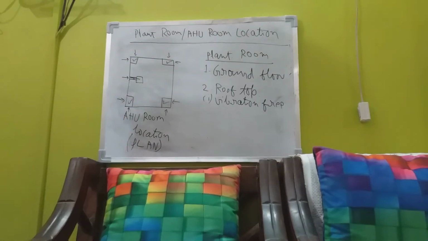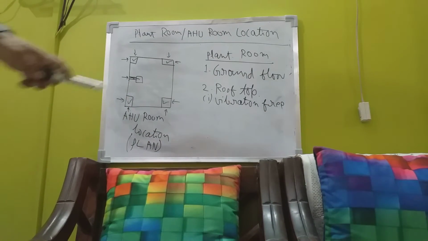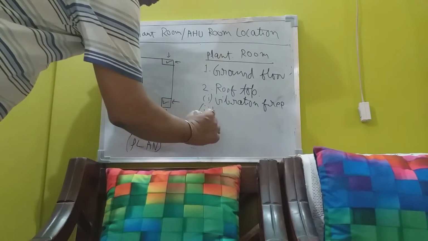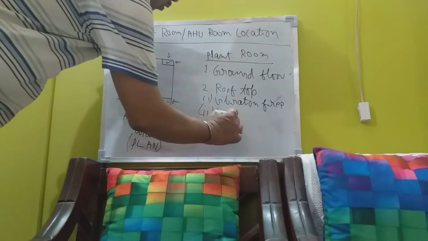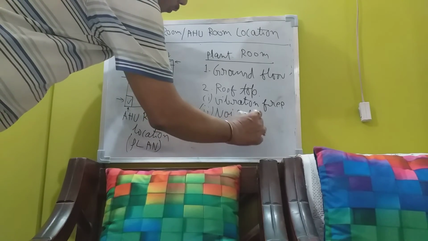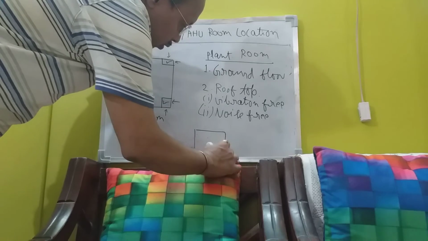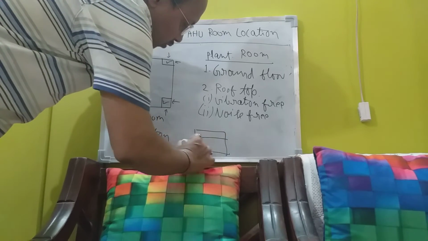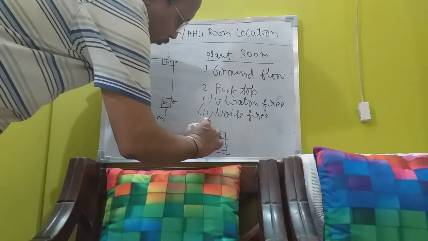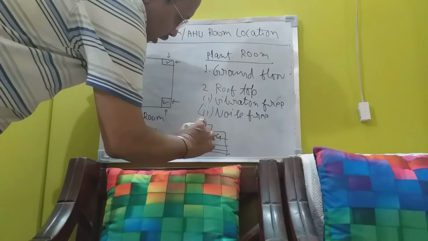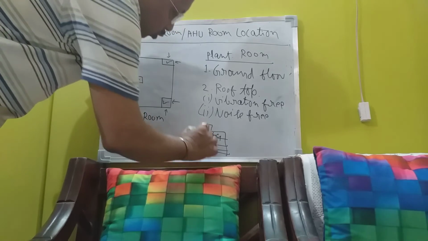This is a very important phenomenon, remember. Number one, it should be vibration free. Number two, it should be noise free. Here is the building with its different floors. Here at the roof you have the chilling machine. Here is the office. And the chilling machine starts vibrating and the sound goes to the office.